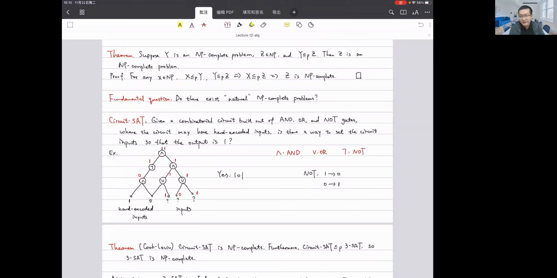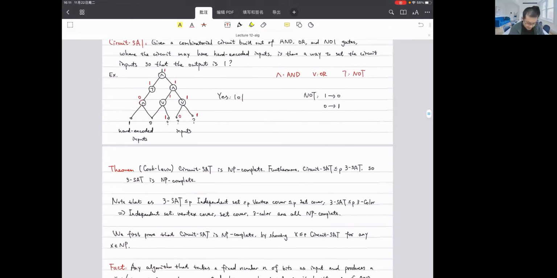So a very fundamental question that we would like to ask is, is there a natural NP-complete problem? For instance, a very important problem that we just talked about is the circuit SAT problem, where we talk about a combinatorial circuit built out of AND, OR, and NOT gates. For that circuit, some of the part is given by hard-coded inputs, and the other part is given by variables that you can choose.